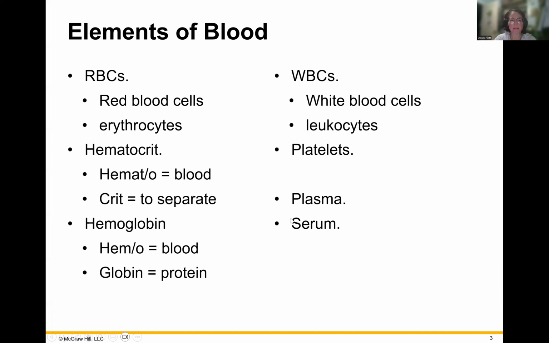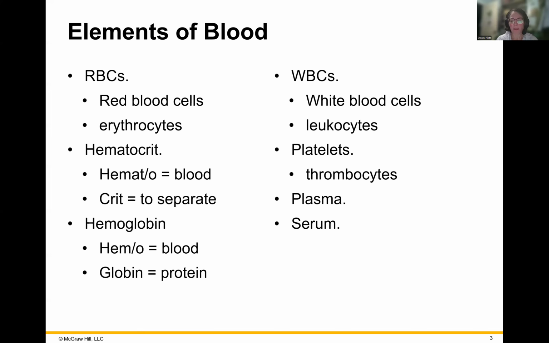Look at the two medical terms for red blood cells and white blood cells. We have erythrocytes and leukocytes. The last word part is cytes, which is a suffix. But if you look at the very beginning, one is erythro and one is leuco. Erythro means red and leuco means white.